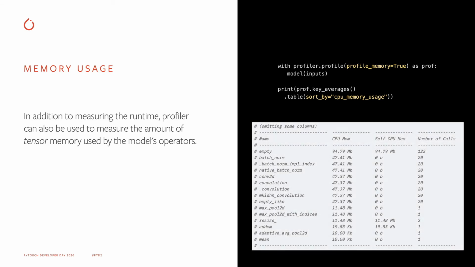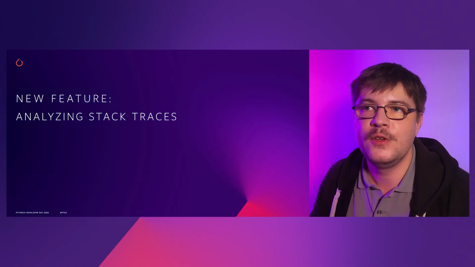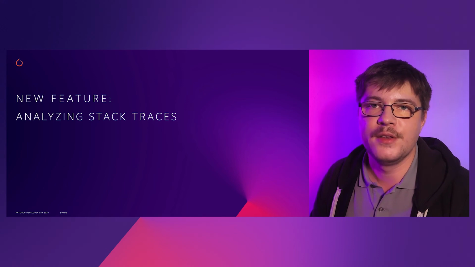In our example, we see that most of the memory was consumed by the empty operator, which is not surprising because we use this operator to create new tensors. And also memory was consumed by the resize operator, which is used to change tensor size. Based on the total CPU memory column, you can see that there are other operators that directly or indirectly call empty and resize. But what if you want to know not only the operator, but where in the model the operator is?